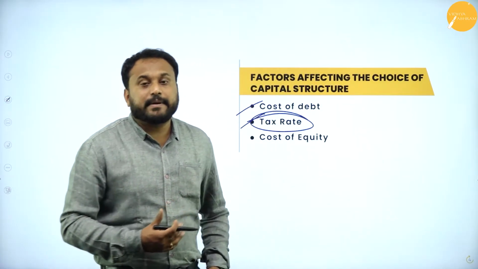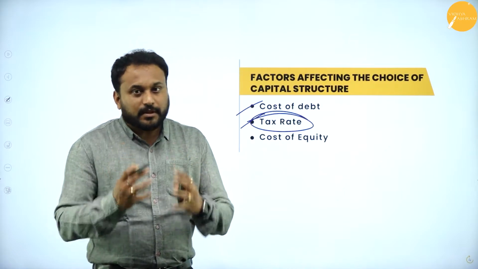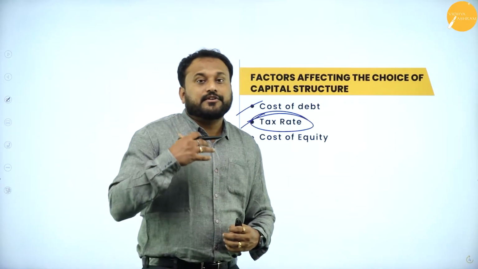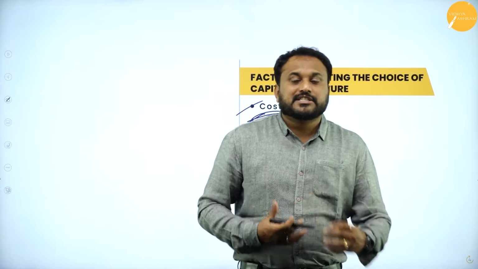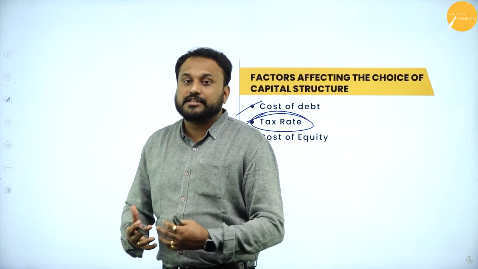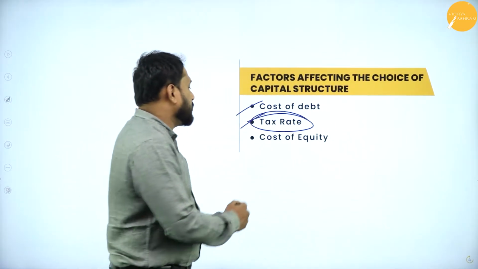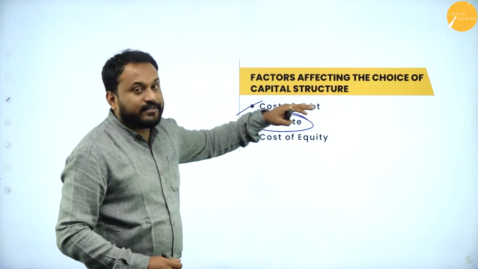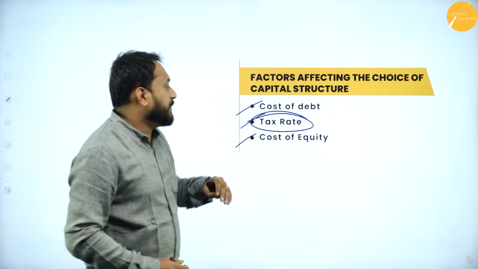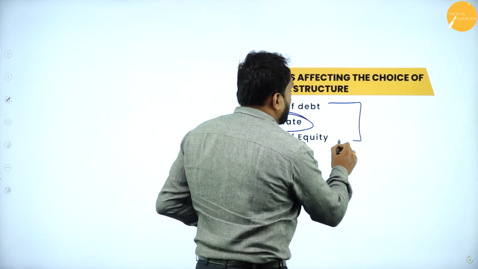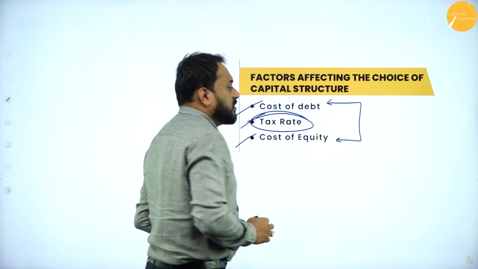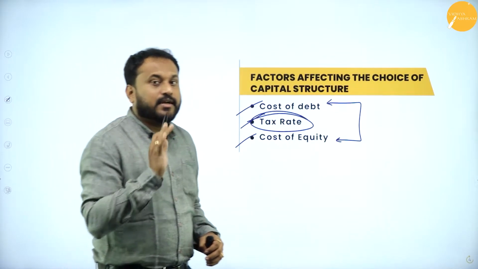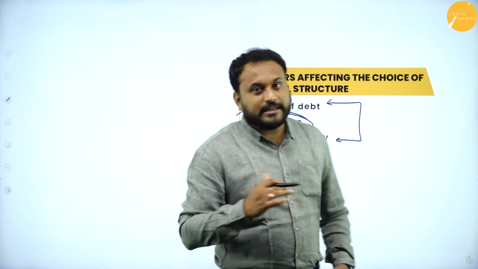And tax rate depends on country to country, because you have something called the fiscal policy which always changes according to the government which comes to the country. And lastly you have cost of equity. The way you have cost of debt, you have cost of equity. So if you understand cost of debt and cost of equity, you have understood the capital structure, is what I can guarantee you. So let's go one by one.